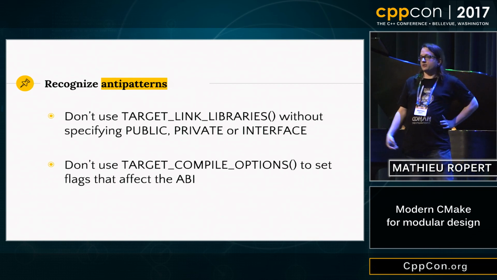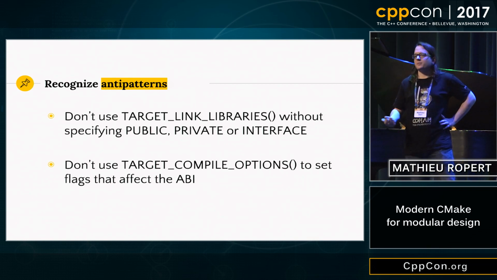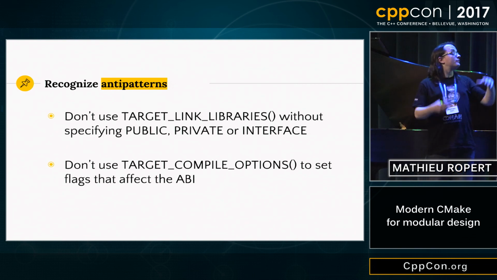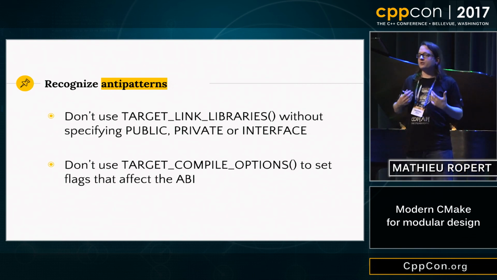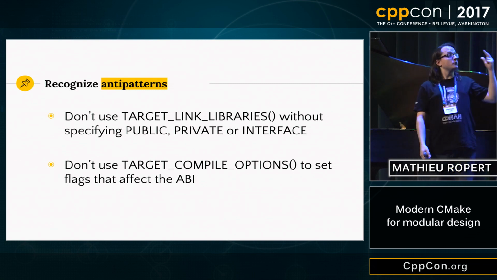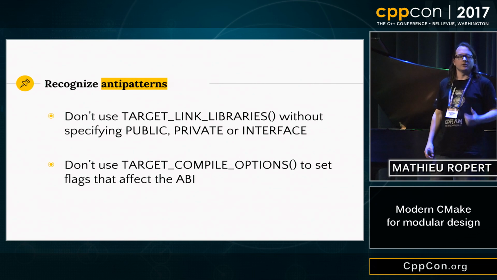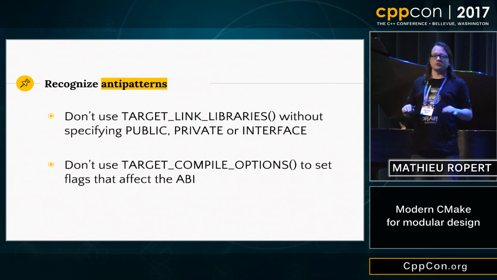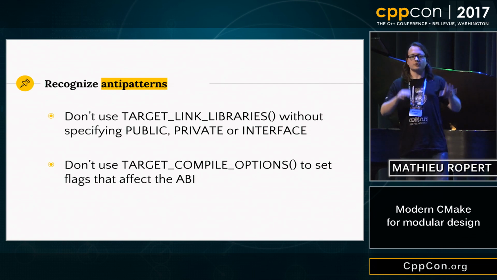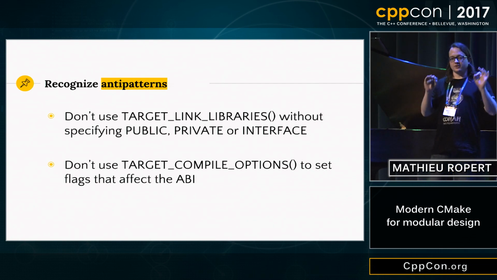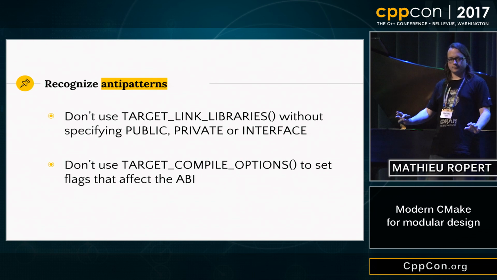Since target link libraries is an old macro, and since CMake did not make a new one, you can forget to put public, private, or interface, and it will work. Which one of the three will it do if you do not put public, private, or interface? To be honest, I can't tell you without looking at the doc. So my recommendation is do not use it. Always say whether it's public, private, or interface.